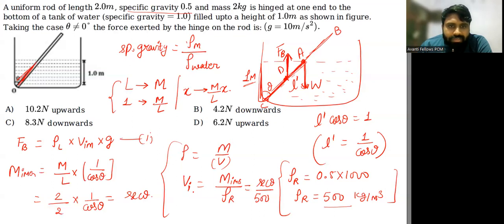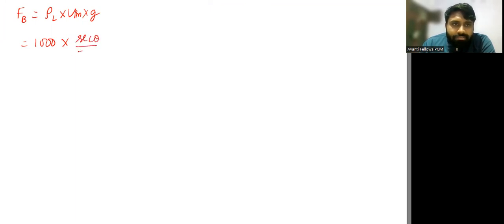So we will put all these values, volume immersed, gravity and density of the liquid, in equation number 1. Then what do we have? Buoyant force is equal to density of the liquid, volume immersed, gravity. Density of the liquid is 1000. Volume immersed we have calculated as sec theta divided by 500, multiplied by 10. So buoyant force you will have as what? 20 sec theta. This is equation number 1.